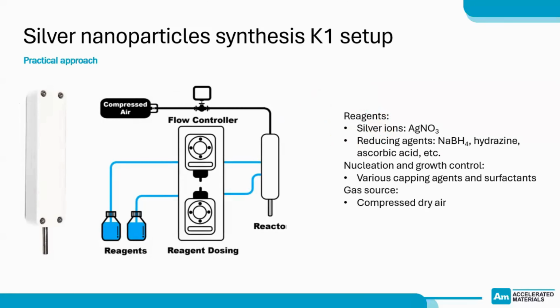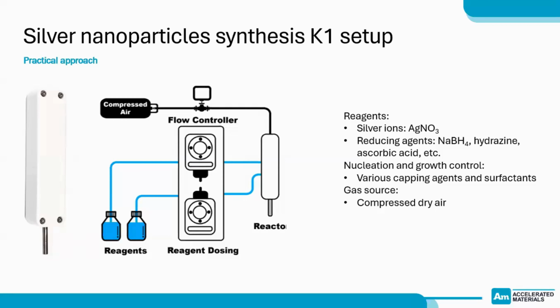And how the synthesis is performed in our case. So usually we use the K1 reactor that's schematically shown here. And we have two reagents: one reagent is the silver nitrate, and the reducing agent would be sodium borohydride, hydrazine, or ascorbic acid, right? And for the nucleation and growth control, we use different capping agents like citric acid or polyvinyl pyrrolidone.